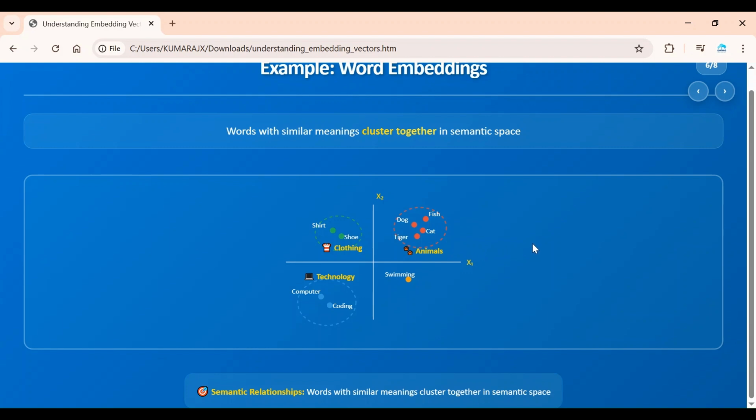Look at these clusters. We have animals grouped together in red, the technology terms in blue, and the clothing items in green. The beautiful thing here is that the computer learned these relationships just by reading massive amounts of text. Nobody told it that dog, cat, and tiger should be grouped together. It discovered these words appear in similar contexts. This is why when you type dog in search, it might show results for puppy. The embedding space knows these words are semantically related.